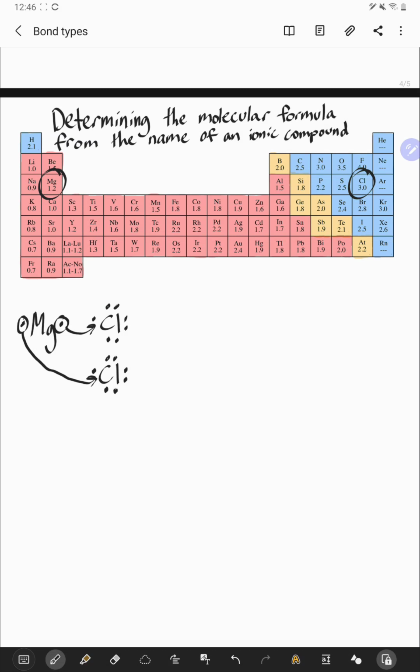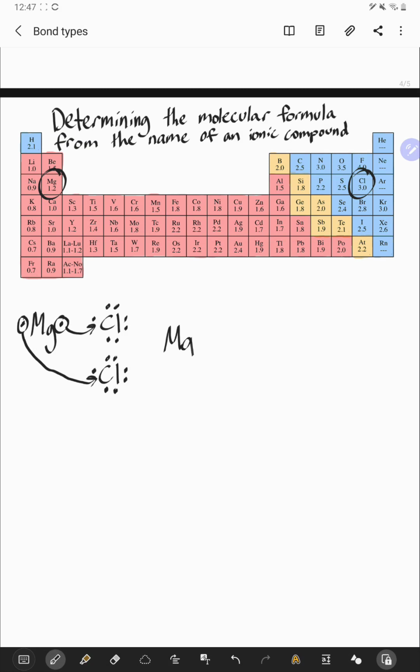And now that magnesium gave away both its electrons, it now has 8 valence electrons. And now that this chlorine accepted 1, it has 8, and this chlorine accepted 1, it has 8. So when everything has 8 valence electrons, or I guess more accurately, when everything has a full valence shell, then they're happy and you formed the ionic compound. When we count how many total of each element that we have, we can determine the molecular formula.